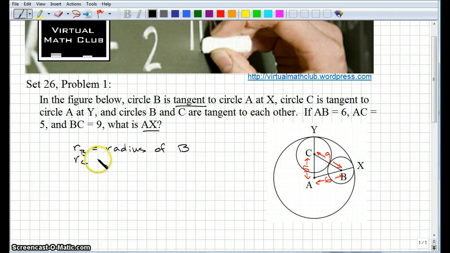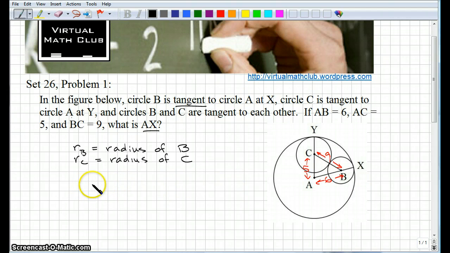and R sub C is the radius of circle C. I'm just going to define those as variables because I can see here that if I knew the radius of B, then I could just add 6 to it and I would get the length of AX, which is what I'm looking for. It's often a good idea to define your variables so that they're meaningful, so I'm using R for radius and then the subscript B or C to designate which circle I'm talking about.